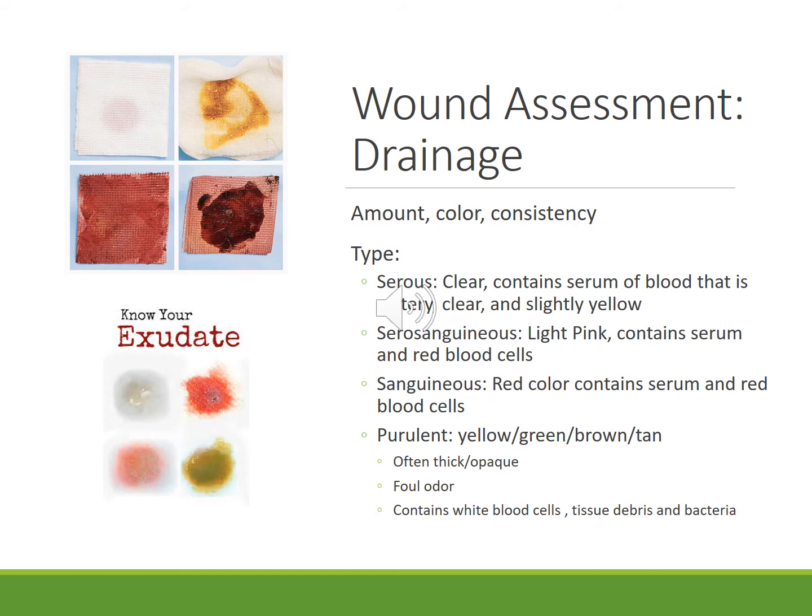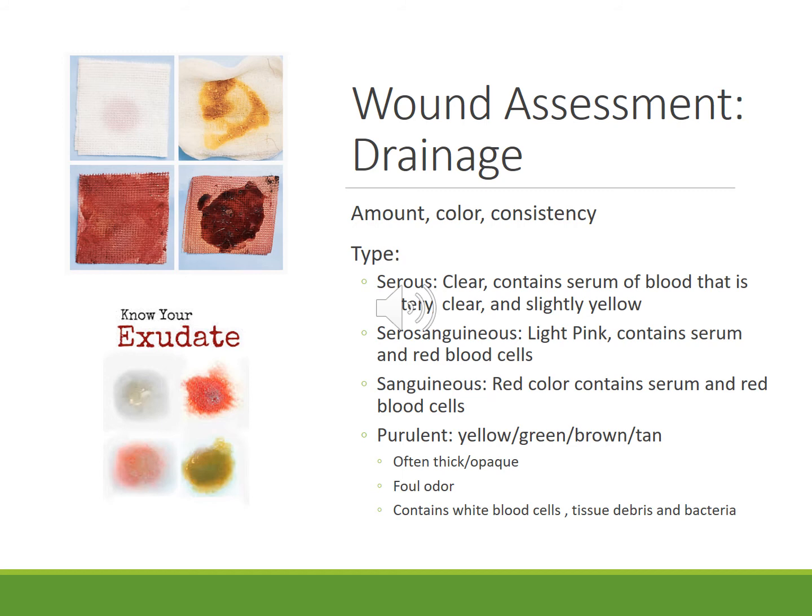In the Know Your Exudate picture, it is the top right one. And then we have what we call purulent drainage. This can be yellow, green, brown, tan. It's often thick. It often has a foul odor to it, and it contains white blood cells, tissue debris, and bacteria in it. So both pictures have purulent drainage.